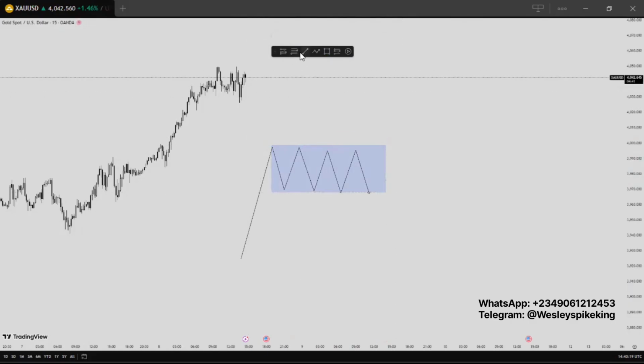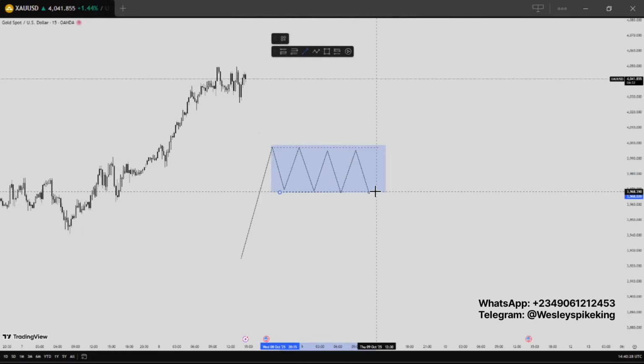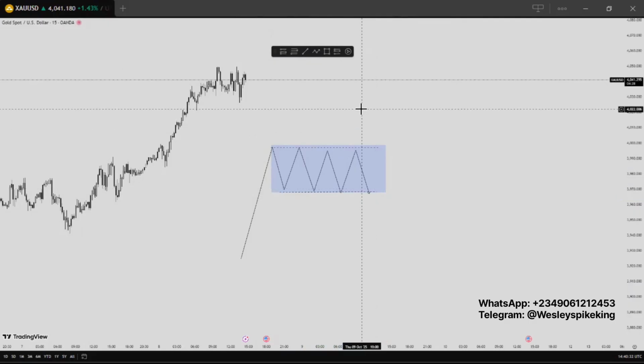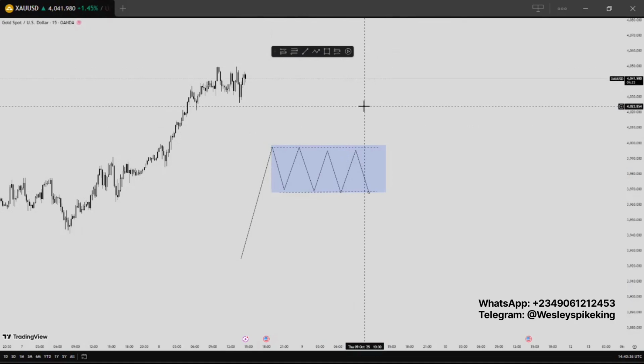One thing you must know if you trade liquidity is that above this high we have liquidity, and below whatever is going on right here, we still have liquidity. Just have that at the back of your mind, that above there we have liquidity and below there we still have liquidity. Now how then do you get to take such kind of setups?